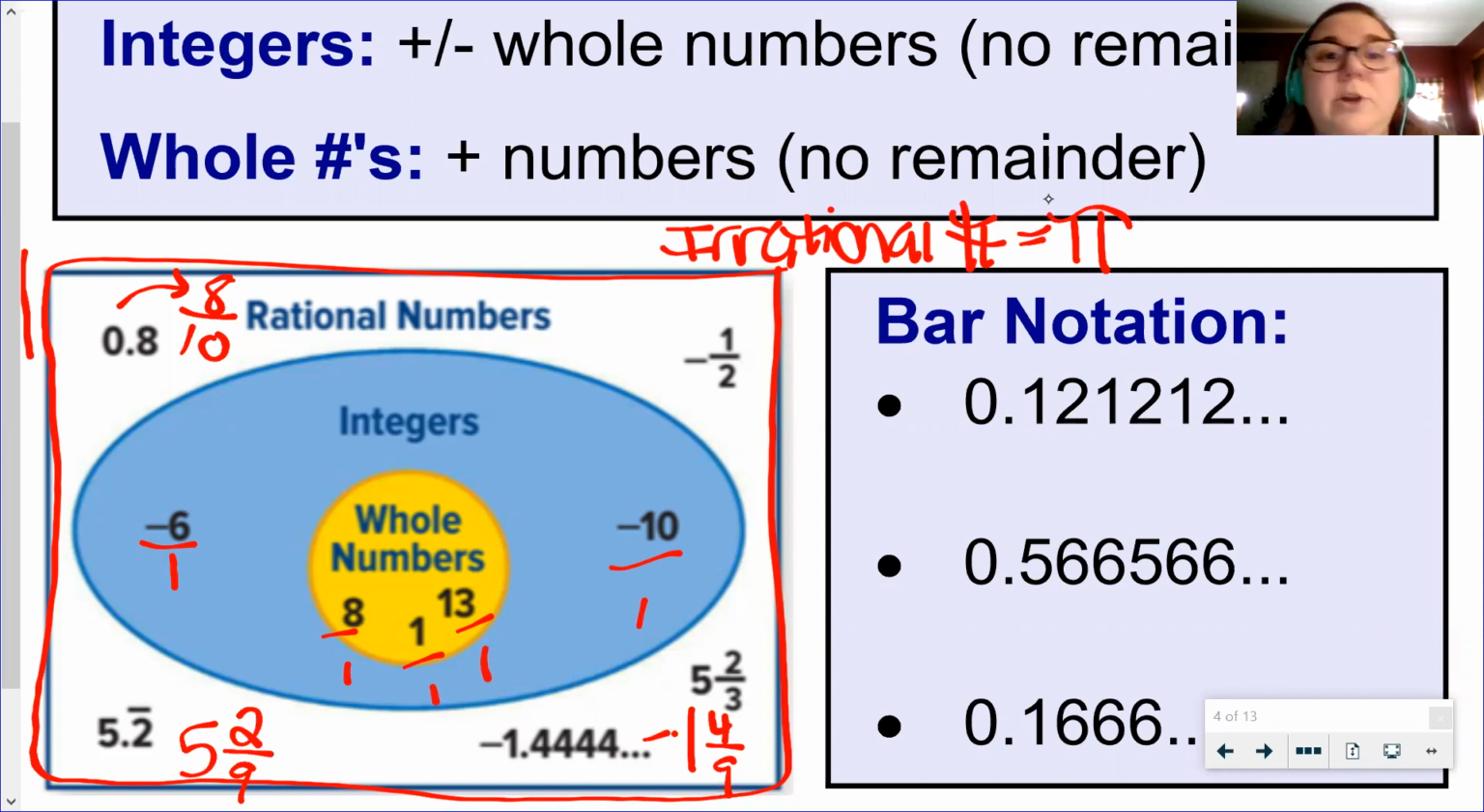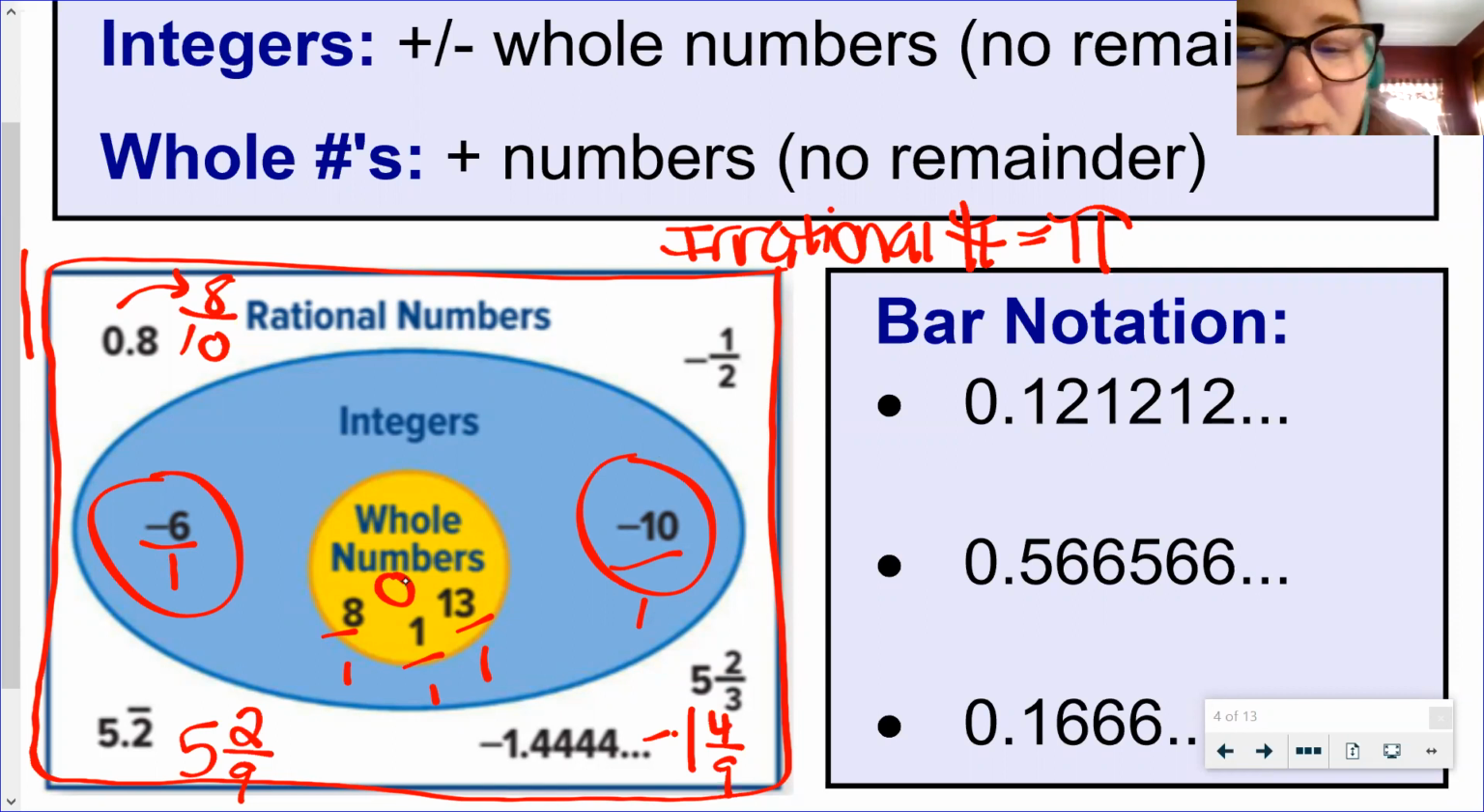So we know what integers are. So your integers are the ones that are positive and negative whole numbers, but whole numbers are just positive. So starting at 0 all the way up. And then there's one more category, but that's as you get older. It's called natural numbers.